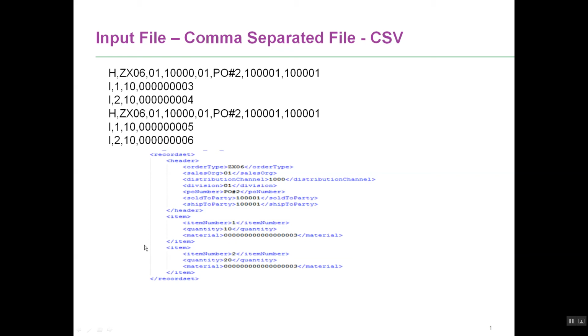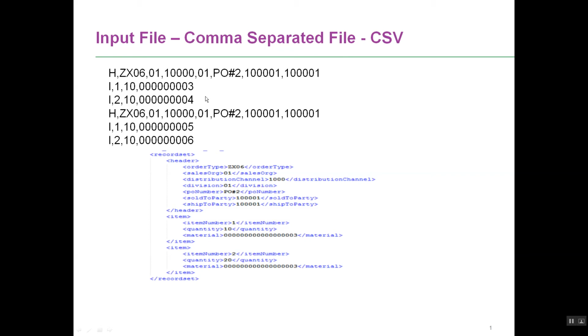Let's assume that now, instead of an XML file, the file comes as a comma separated file. So if you look at it, the first record starts with H, to indicate a header. Then you have ZX0601, the distribution channel, the division, the PO number, all of these fields separated by comma. And then if you look at the next line, it has a field called I, standing for item, and then you have the item number, the quantity, and the material number. And the same way again an item number, quantity, material number.